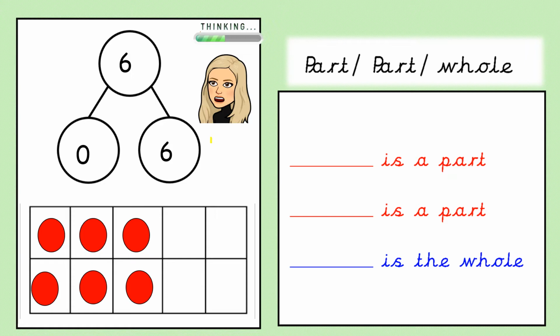Okay, you're experts with part whole models and 10 frames now. So to get our brains warmed up, I would like you to fill in the stem sentence. Something is a part, something is a part, and something is the whole. So you can pause this video now, write that down on a piece of paper, and press play once you're ready.